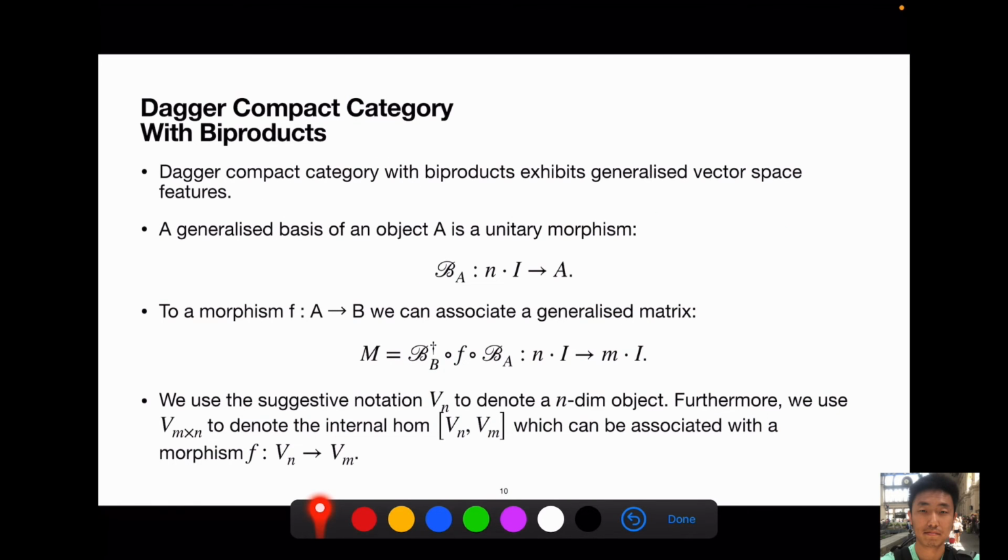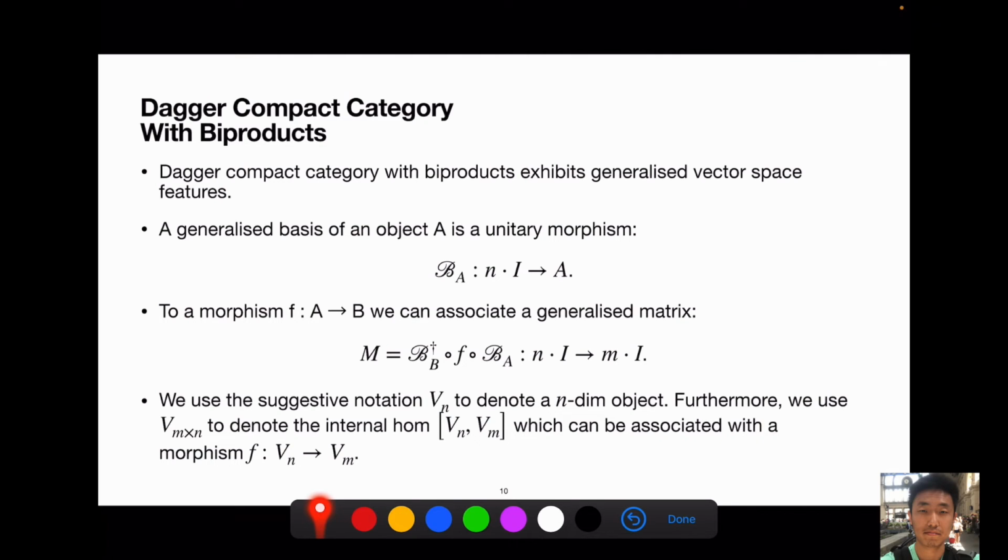For our purpose, we consider a subclass of Dagger compact categories, which are Dagger compact categories with biproducts. A biproduct is both a product and a coproduct. And these kinds of categories exhibit generalized vector space features. First of all, it has a notion of a generalized basis for any object. A generalized basis of an object is a unitary morphism. We denote it as B of A. That is, it's a morphism from the n-fold biproduct of the unit object into A.